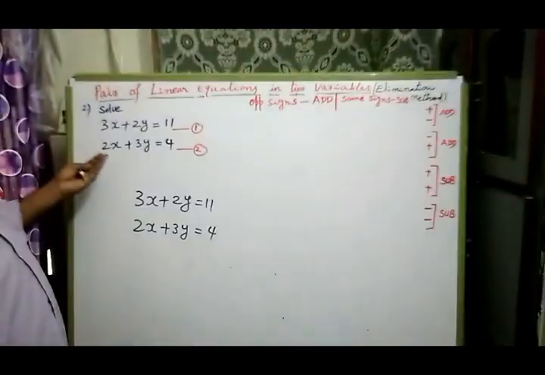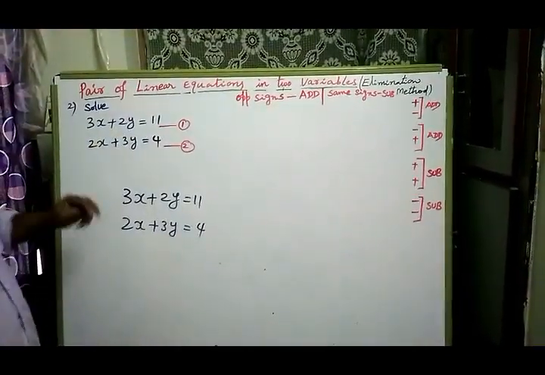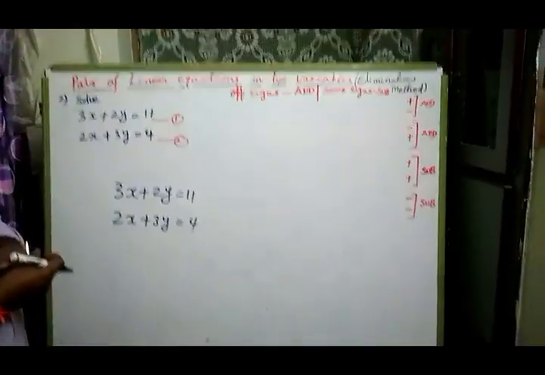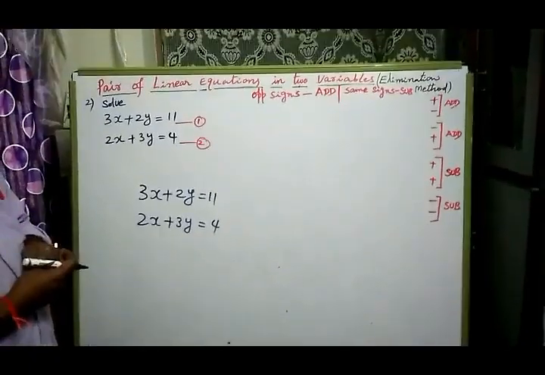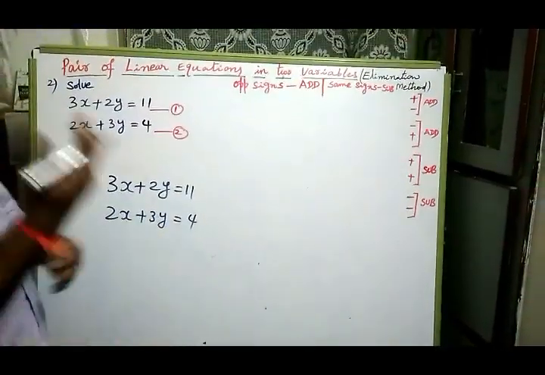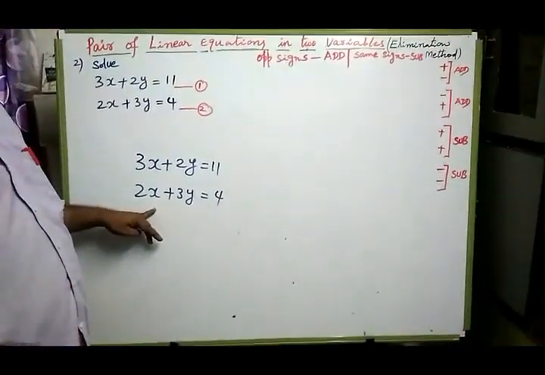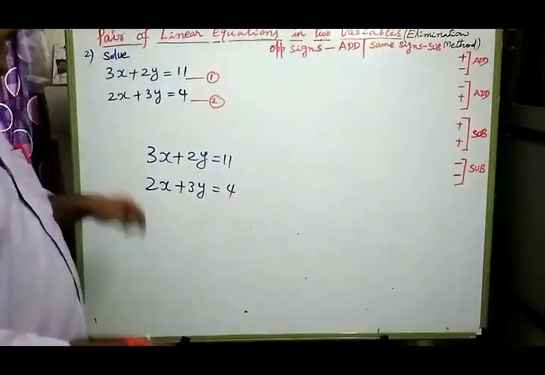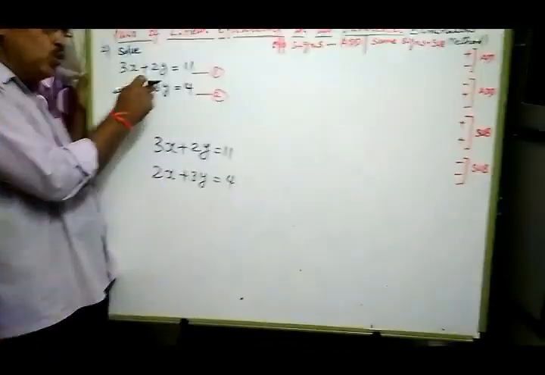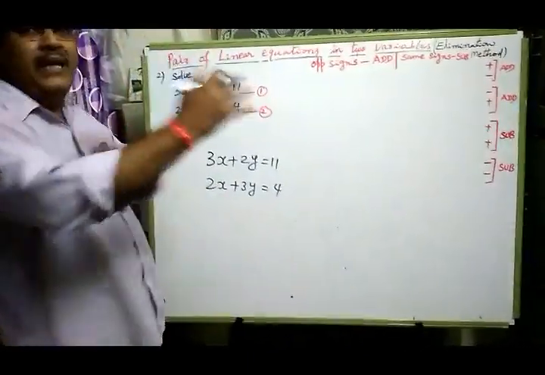Okay, so here is one more example. 3x plus 2y is equal to 11 and 2x plus 3y is equal to 4. How to do it? By using the elimination method. This is very, very important. First of all, I thought of eliminating y in this case, otherwise you can also eliminate x. Here 3 will be there, here 2 will be there. These two coefficients should be equal. For that purpose, I am multiplying with one number.